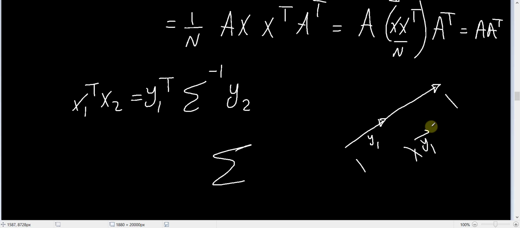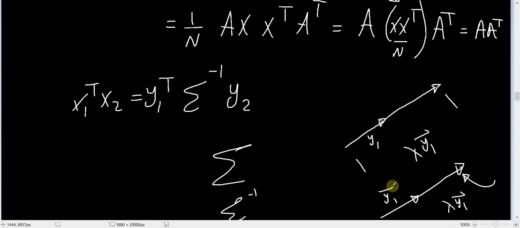Now we know that the inverse of any matrix must reverse the operation performed by this matrix. And so the matrix sigma^-1 should take this lambda y1 vector and scale it by an amount of 1 over lambda in order to get the vector y1 again. But you see that the matrix sigma^-1 has operated on this lambda y1 vector and got another vector in the same direction but scaled by some amount. This means that the y1 direction is also an eigenvector for this matrix sigma^-1.